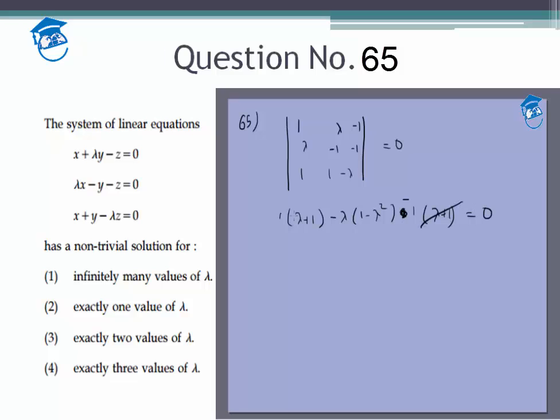is 0. So these two cancel directly and you can easily see that the solution is lambda is equal to 0 or 1 or minus 1. So there are exactly 3 values of lambda, which means the answer is option 4.